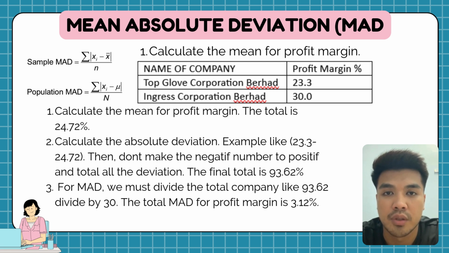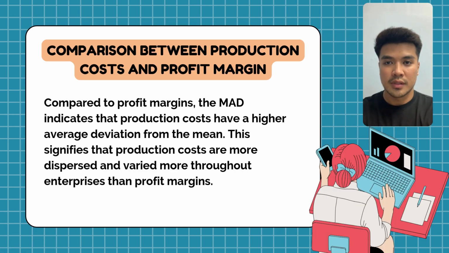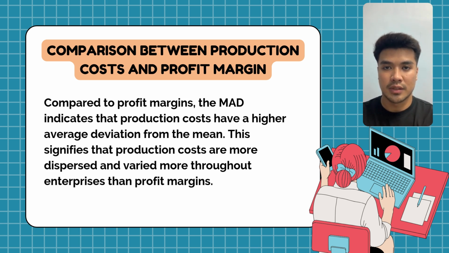For example, 23.3 minus 24.72 equals negative 1.42. For MAD on profit margin, 93.62% divided by 30. So, the MAD for profit margin is 3.12%. Comparison between production cost and profit margin. Compared to profit margin, the MAD indicates that production costs have a higher average deviation from the mean. This signifies that production costs are more dispersed and varied throughout enterprises than profit margins.